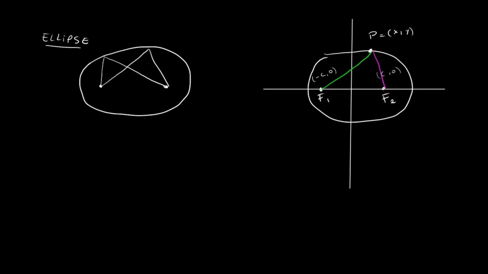And we know that the sum of these distances is constant. So the distance from P to F1 plus the distance from P to F2 is constant, and we're going to call this constant 2a.